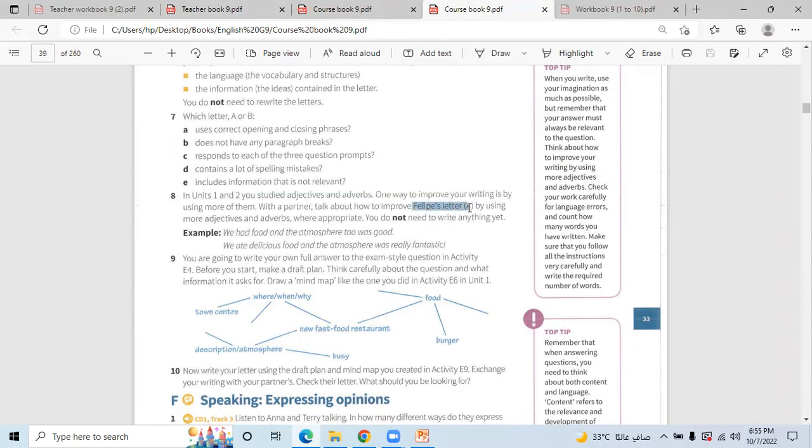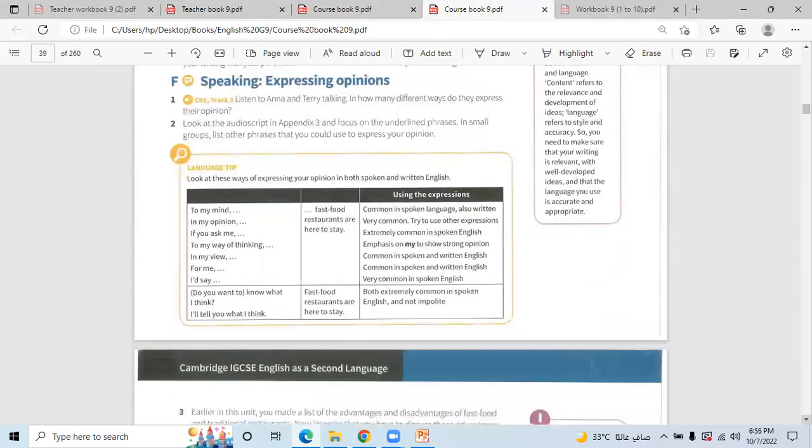Okay, number 9: you're going to write your own full answer to the exam style question in activity E4. Before you start, make a draft plan, then think carefully about the questions and what information to ask for. Draw a mind map like the one you did. So it's again an activity. We will do it in the class.